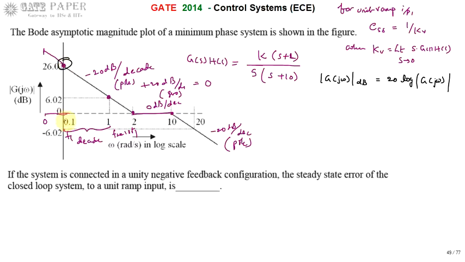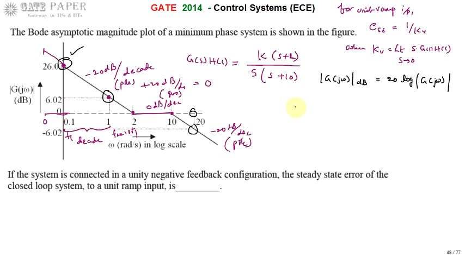At omega equal to 0.1, the gain is 26.02 decibels. Otherwise you can go for this point: at omega equal to 1, the gain is 6.02 decibels. Otherwise you can go for this point also: at omega equal to 20, the gain is minus 6 decibels. We are interested in this first point, which will give the simple direct answer.